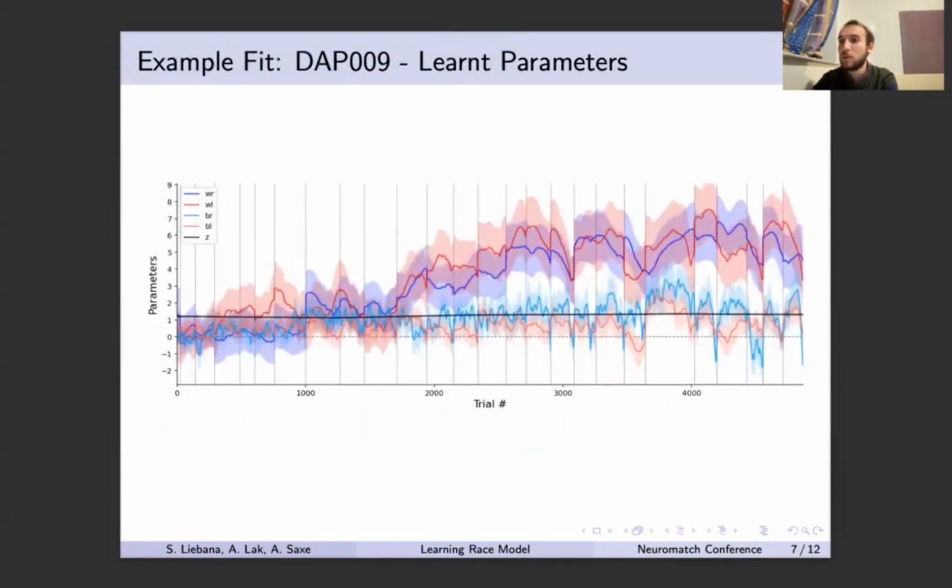An example of the parameter trajectory over trials learned by the model for a mouse is shown here. We observe a general trend whereby the perceptual weights increase over learning and the action weights oscillate with a smaller magnitude. The threshold remains constant for the most part.